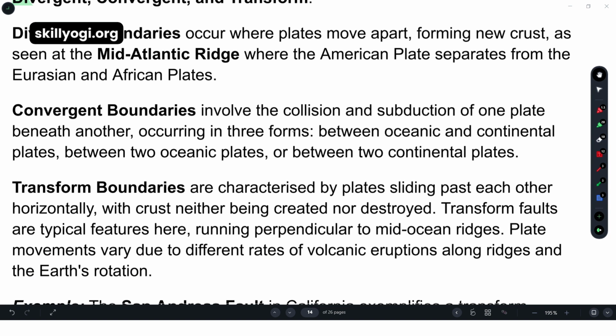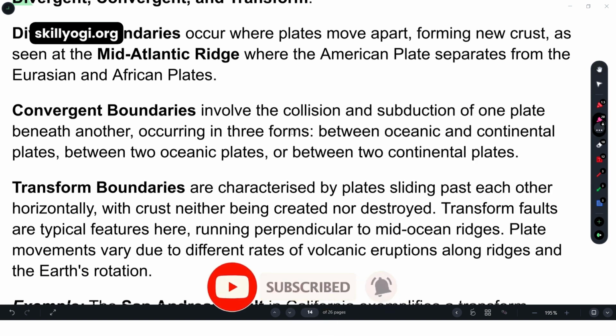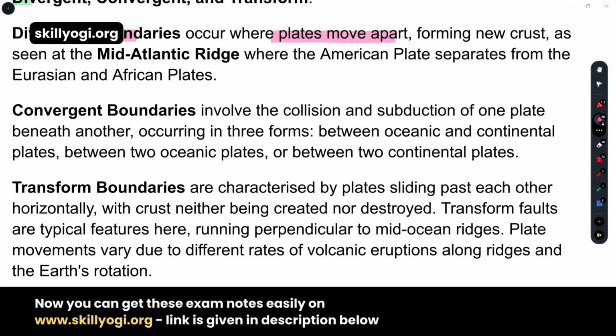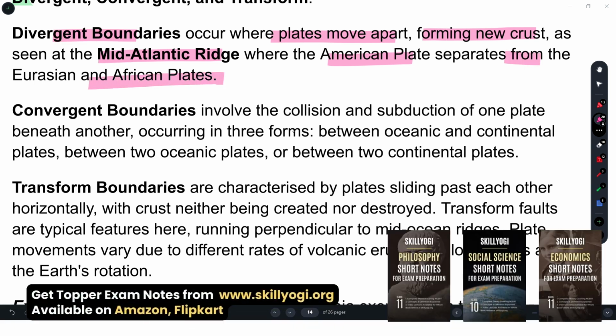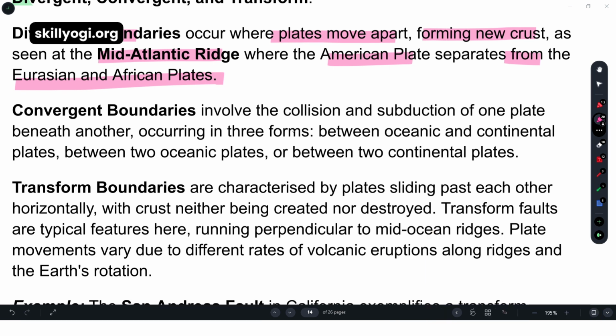What is a divergent plate boundary? Divergent boundaries occur where plates move apart, when the plates are going far away from each other, forming new crust, as seen at the Mid-Atlantic Ridge. It's the best example, the Mid-Atlantic oceanic ridge, where the American plate separates from the Eurasian and African plates. Both the plates' names you also have to remember. So divergent means when the plates are moving apart.